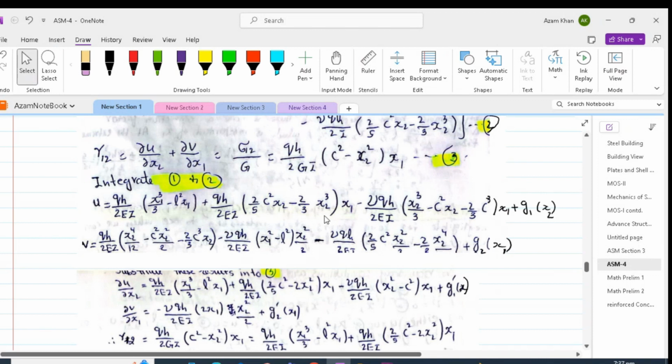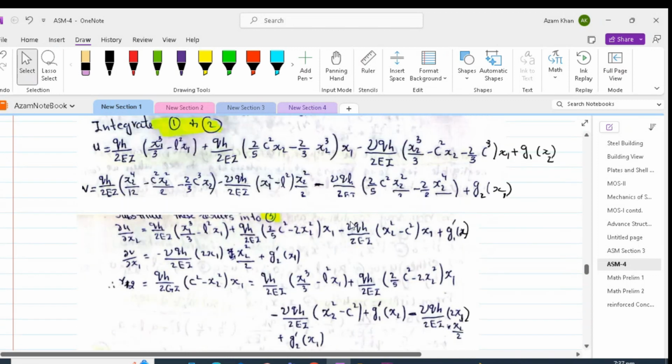Now these values can be substituted into our shear equation. First of all, we can find ∂u/∂x2, which is equal to (qh/2EI)[x1³/3 − L²x1] + (qh/2EI)[(2/5)c² − 2x2²]x1 − ν(qh/2EI)[x2² − c²]x1 + g1′(x2).